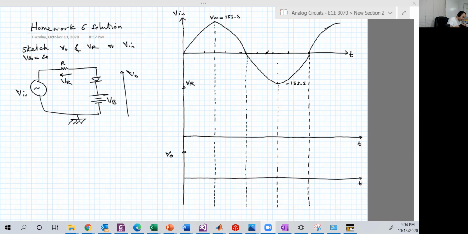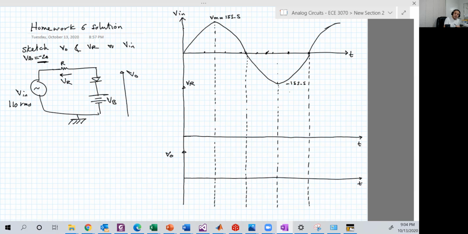So we have here a diode in series with a battery, and the battery has a negative voltage, minus 20, and the input is 110 RMS, so the maximum is 155.5, the minimum is minus 155.5, and it's 60 hertz, a sine wave.